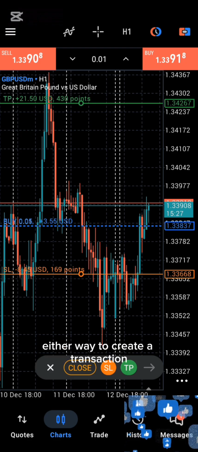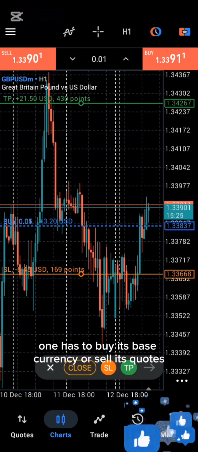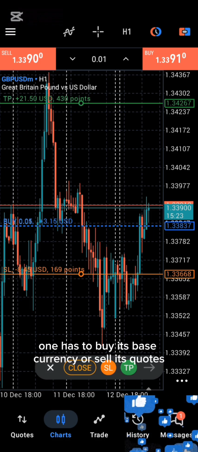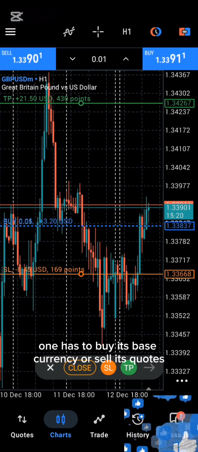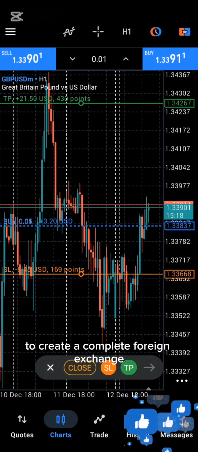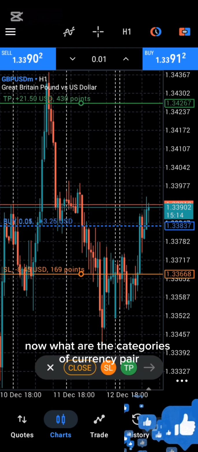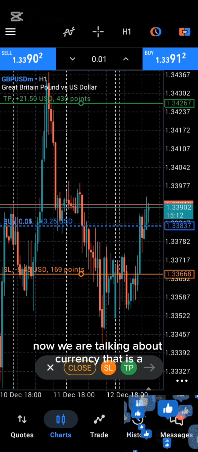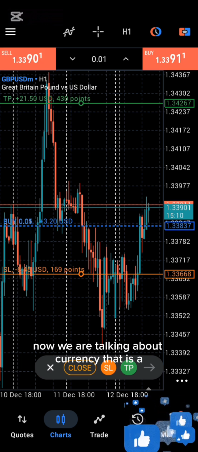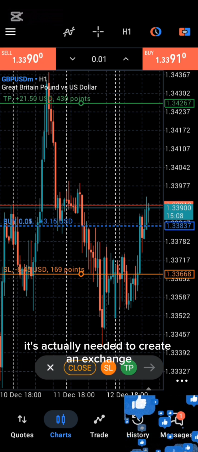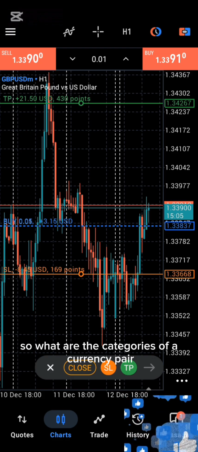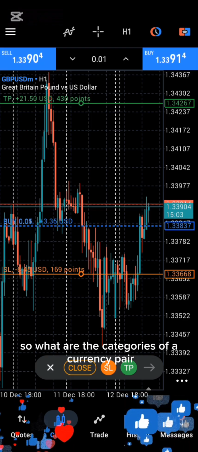Either way, to create a transaction, one has to buy its base currency or sell it to create a complete foreign exchange. Now, what are the categories of currency pair? Now we are talking about currency that is actually needed to create an exchange. So what are the categories of currency pair?